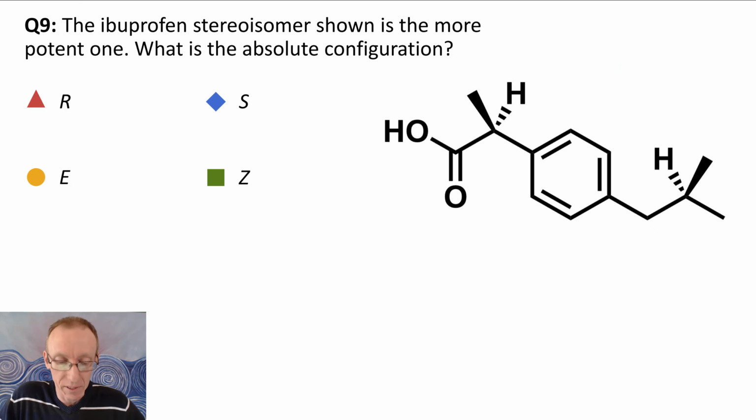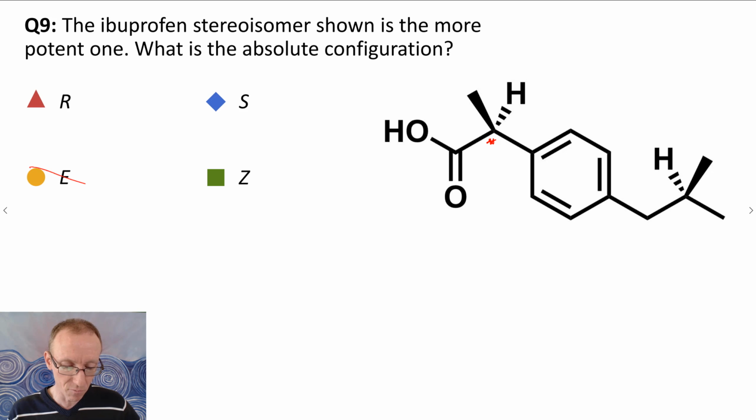Question 9, ibuprofen again. The stereoisomer that's shown is the more potent one. So when it's sold to you over the counter for your headache or for your sore muscles, it's given to you as a racemic mixture. However, it's known that the stereoisomer drawn here is the more potent of the 2 stereoisomers, or 2 enantiomers. So we're asked, what is the absolute configuration of this molecule? So we've already identified that as the chiral center, and we know that chiral centers can be assigned as either R or S.